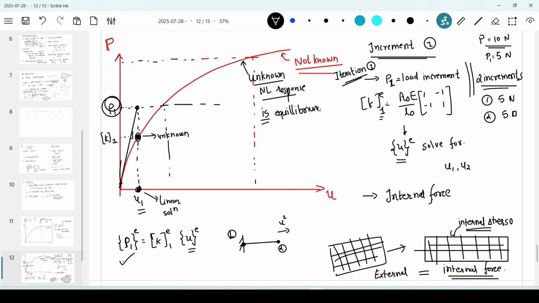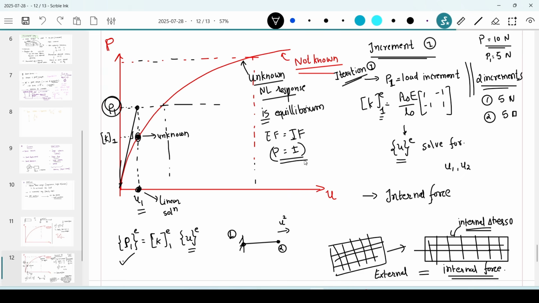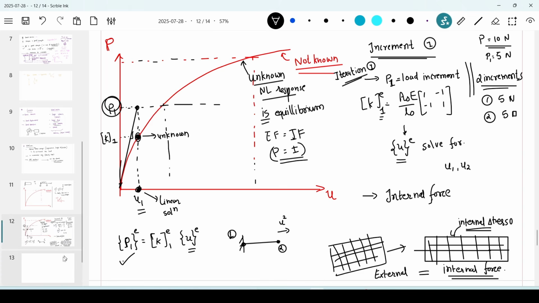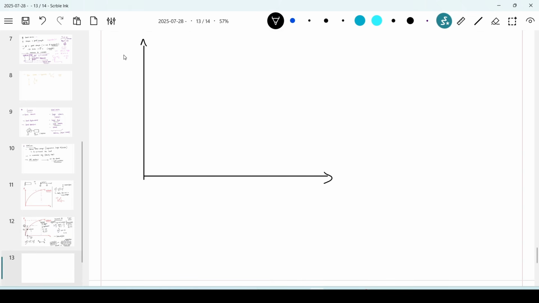What equilibrium means is external forces are equal to internal forces. P is equal to I. So the characteristic of this curve is P is equal to I. We don't know this curve, but we know that on this curve the external forces and internal forces should be balanced. Let me take that one again. The page is very small. I can draw small also and try to explain, but it will be confusing, so I have to draw it bigger.